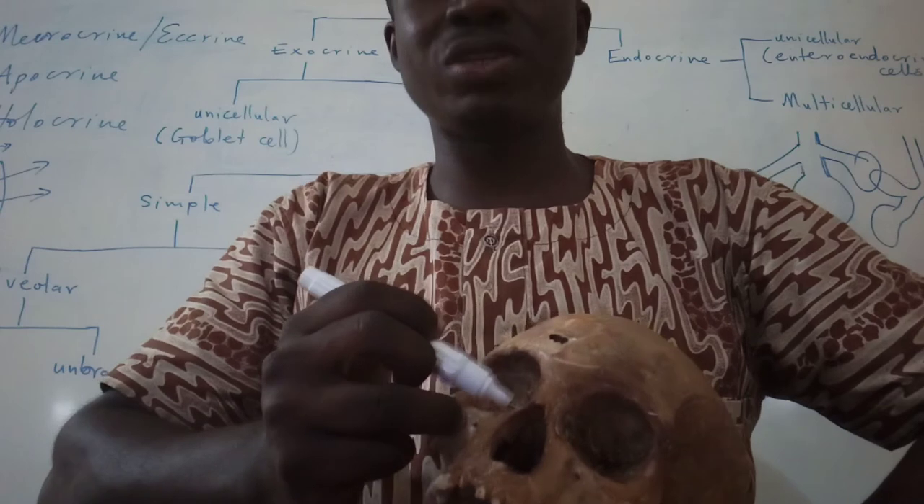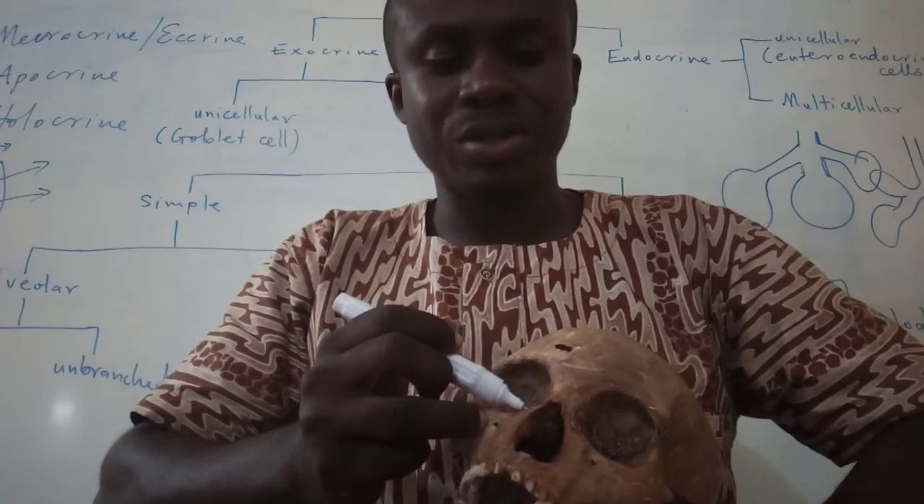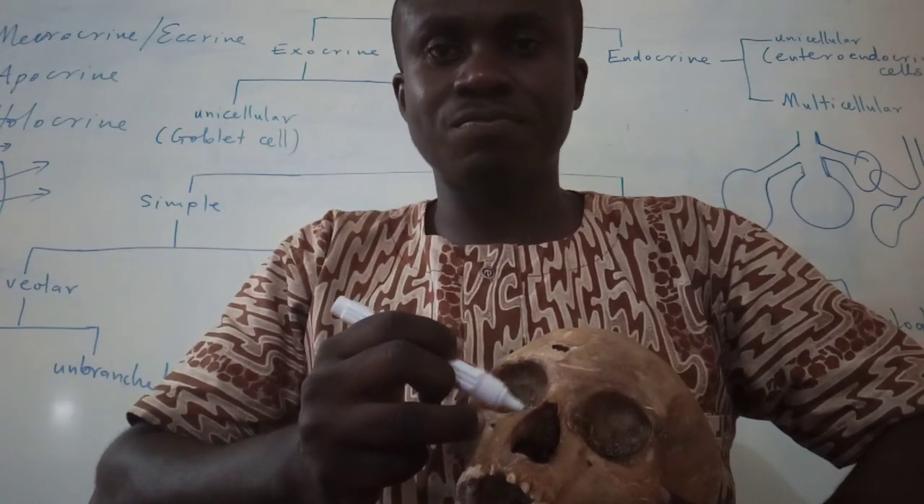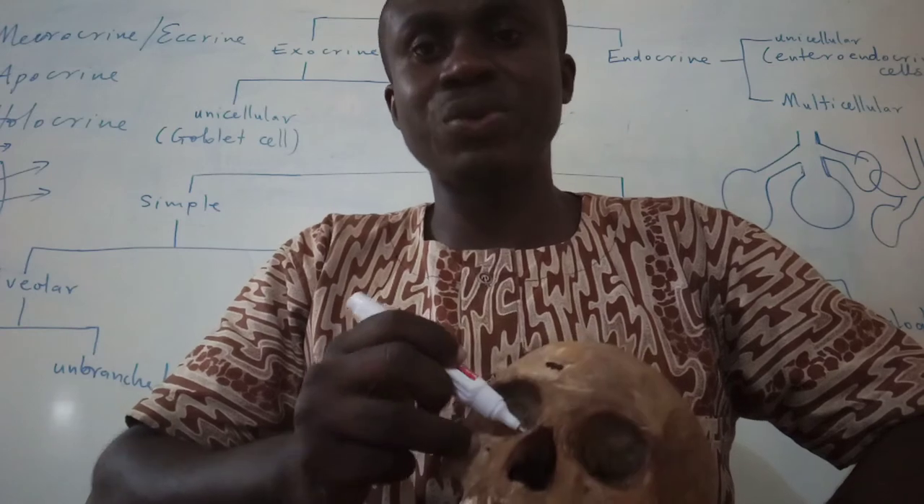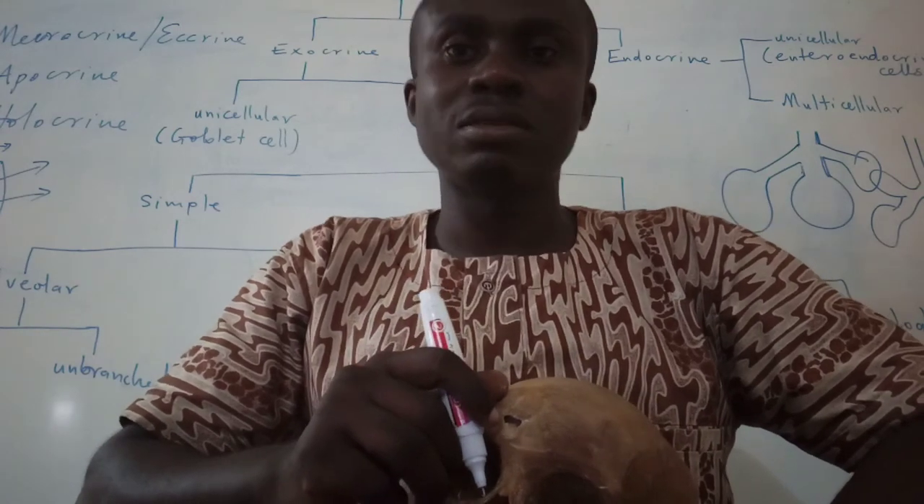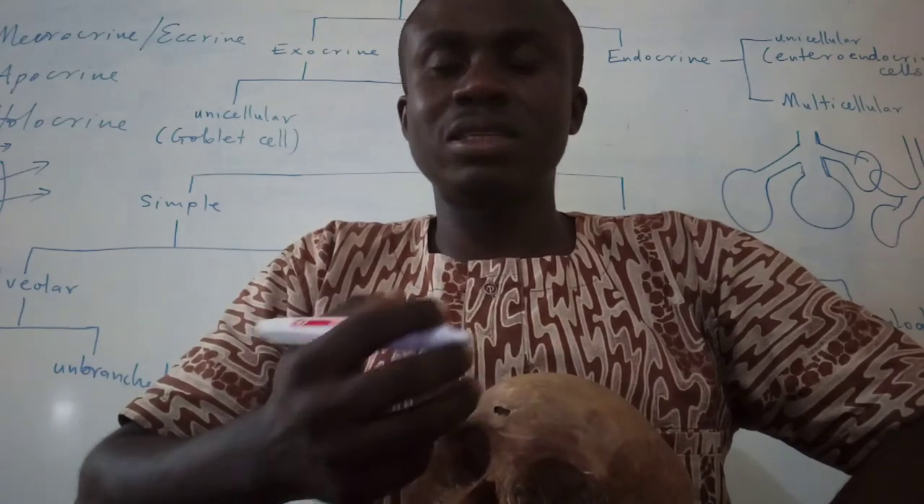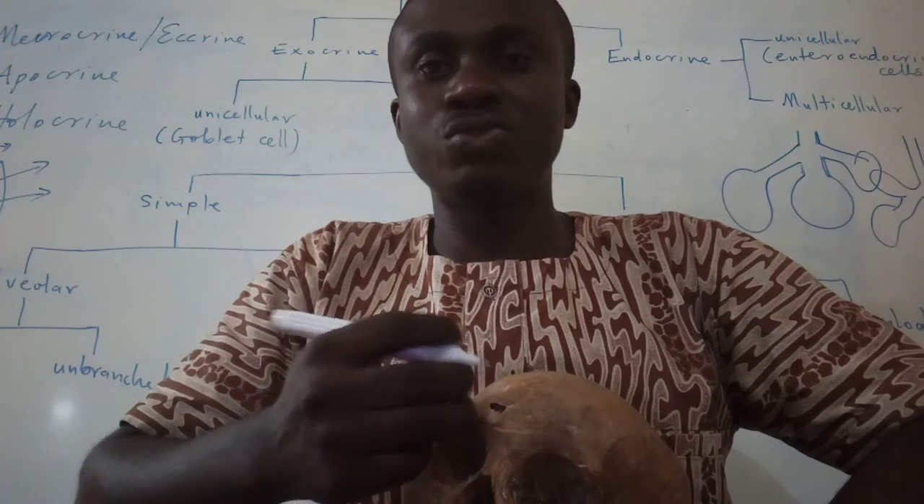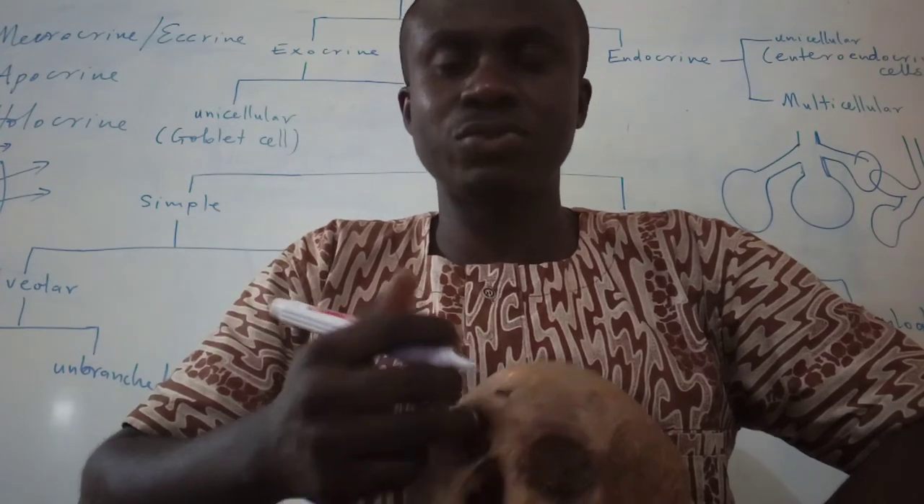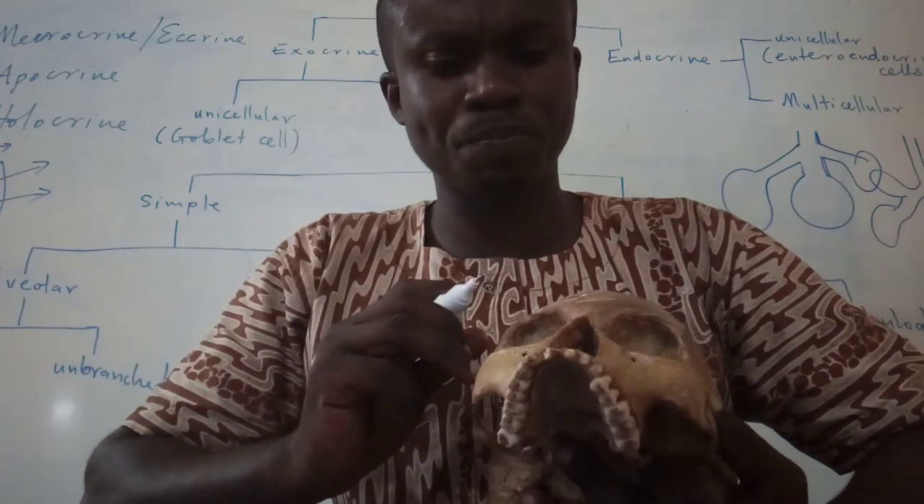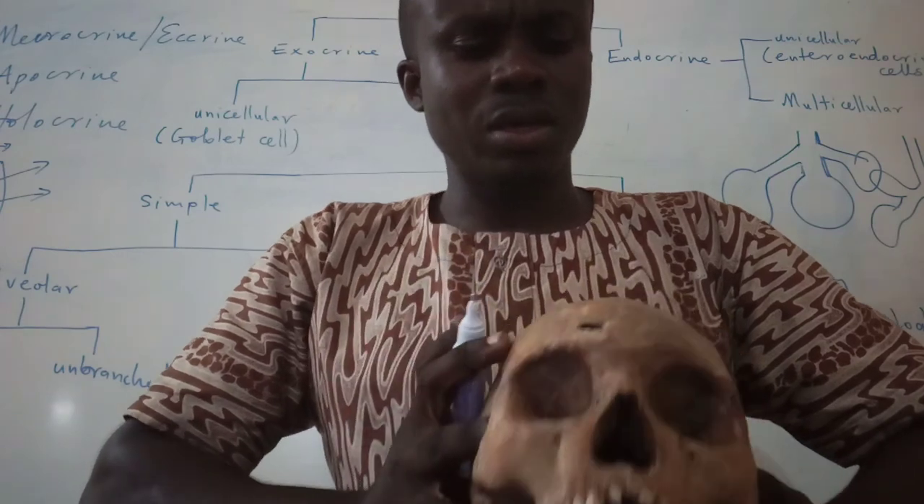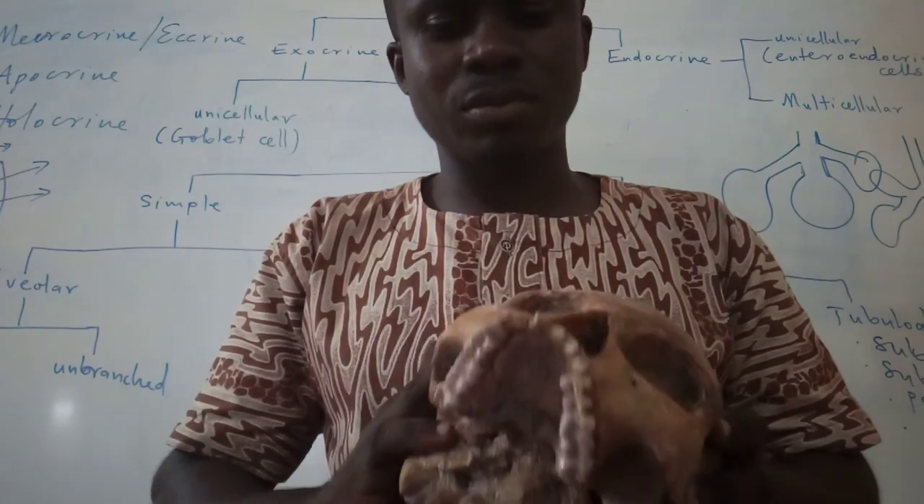And the lacrimal bone is going to have what we call the lacrimal fossa, which will contain the lacrimal sac, which will collect the tears and then send them to the nasal cavity through the nasolacrimal duct.